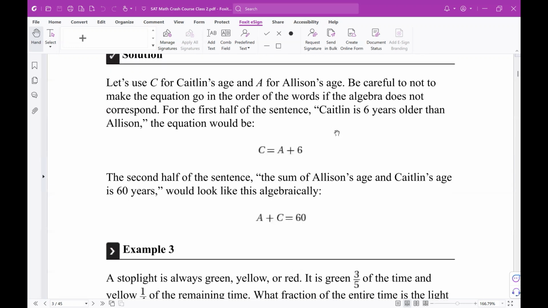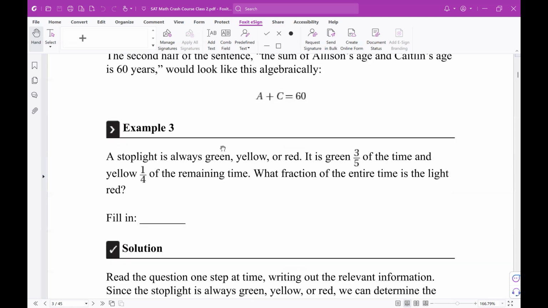It's very easy now to find the ages of Caitlin and Allison individually, because this is nothing but a linear equation. This is a linear equation, and this is also a linear equation. So we can solve these equations and find the age of Caitlin and the age of Allison. You got it or not? Yes, I got it. Okay, thank you. Now, let's move to the next problem.